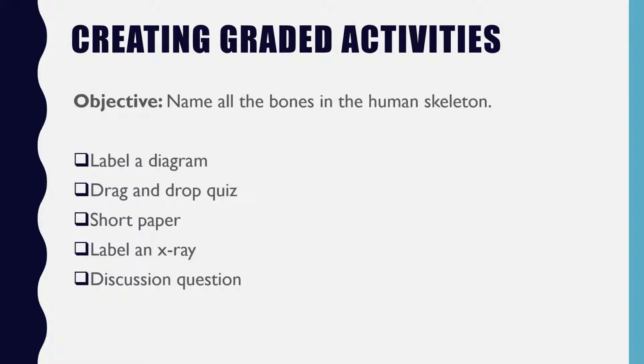Which of these are possible activities for naming all the bones in the human skeleton? Label a diagram, a drag and drop quiz, a short paper, label an X-ray, or a discussion question. These examples ask for the student to either write in or drag the name of the bones to their corresponding location.